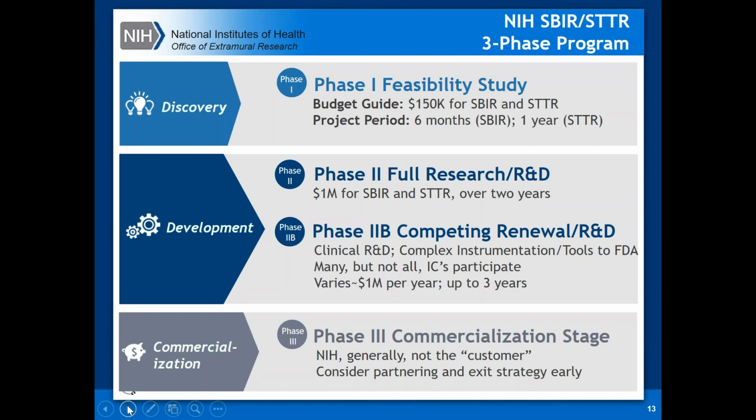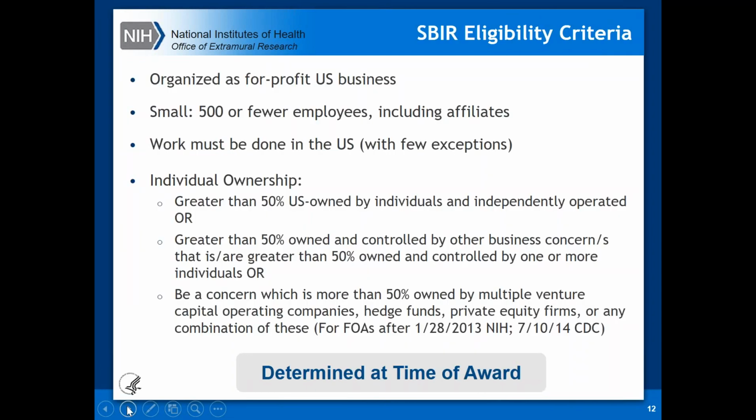And then, of course, phase 3, the commercialization stage. NIH generally is not the customer; we're not the purchaser. And so what you need to do is consider partnering and an exit strategy early, before going into phase 3 and getting full commercialization. But that's not to say that NIH leaves you without commercialization assistance, which we will talk about a little later in the discussion here.